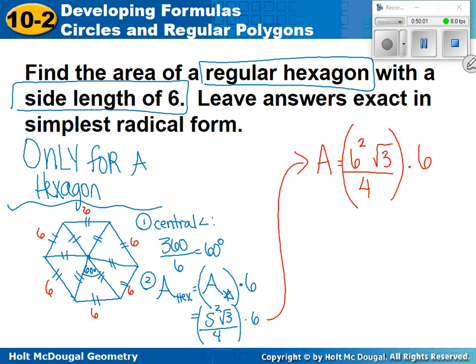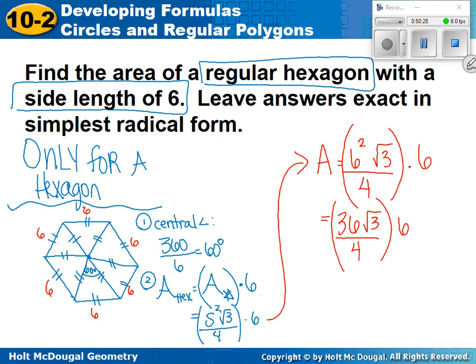Look at the directions. How does it say to leave your answer? So you need to be really careful that you're not typing in that square root into your calculator. You can do little pieces or just use your head, but don't type it all in on your calculator. So let's start doing little pieces. What is 6 squared? 36. So we have 36 square roots of 3 over 4, and all of that is times 6.